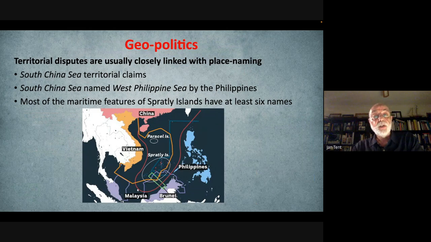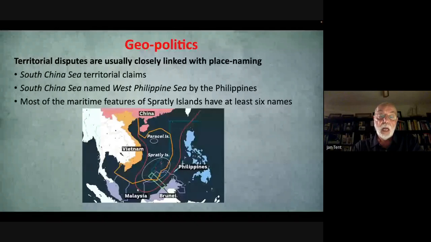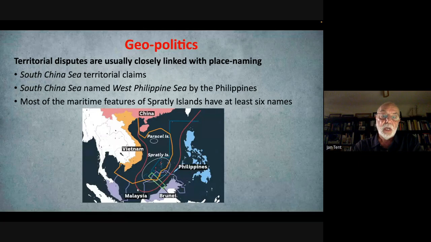Territorial disputes are usually closely linked with place naming. So, for example, you can see the diagram down below. It's quite a messy area with all these different countries making claims over the South China Sea. And they all have different names. The South China Sea is named the West Philippine Sea by the Philippines, and the Spratly Islands, they're all highly disputed. And most of these islands have at least six names, because all these countries lay claim to these islands.